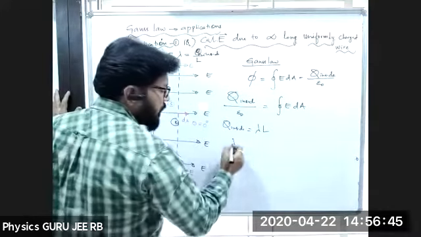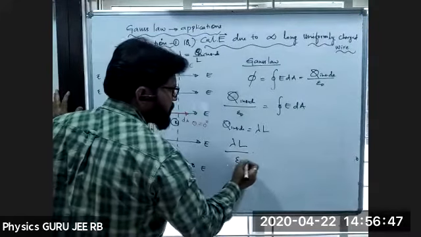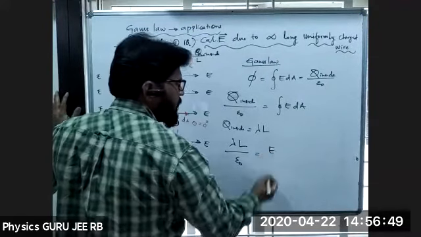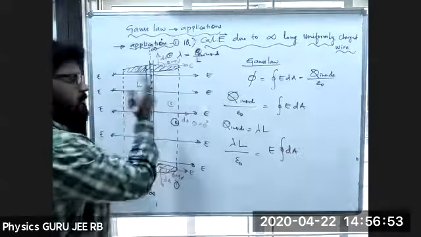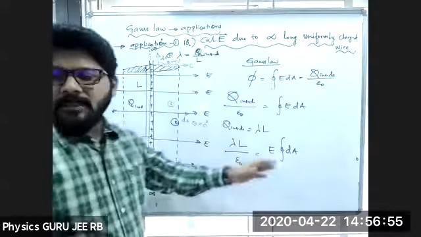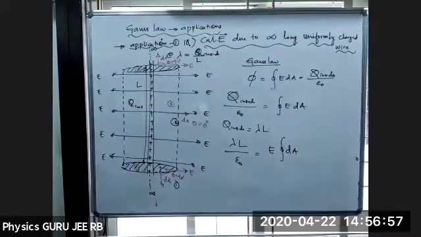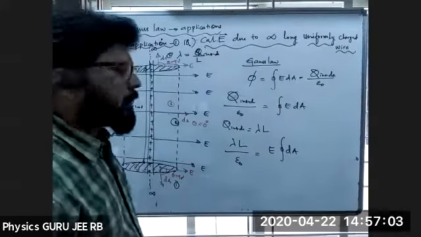Now lambda times L divided by epsilon naught is equal to E times the closed integral of dA. The closed integral of dA means the Gaussian surface. What is the area of the Gaussian surface? Can anybody tell? It is 2 pi r L, right?